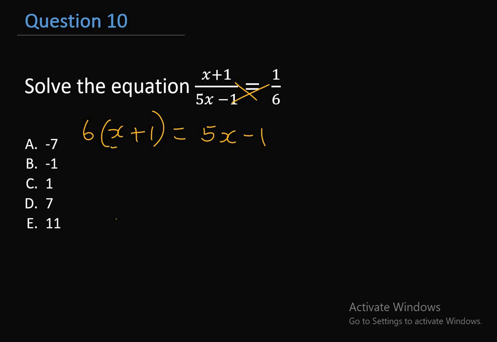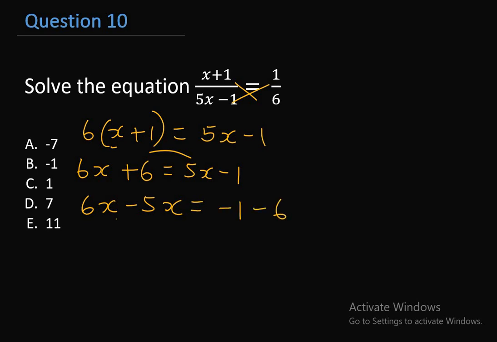So 6 times x is 6x. 6 times plus 1 is 6. Equal to 5x minus 1. Collect like terms, move 5x to the left hand side. It will give me 6x minus 5x equal to minus 1. Move plus 6 to the right hand side, changes to minus 6. Alright, so from here, 6x minus 5x will give me x. Minus 1 minus 6 will give me minus 7. So the right answer is option A.